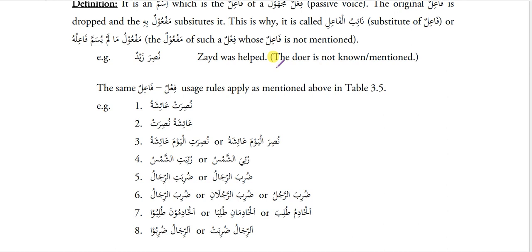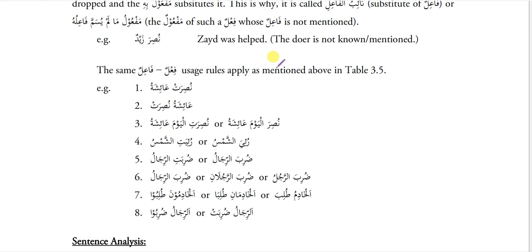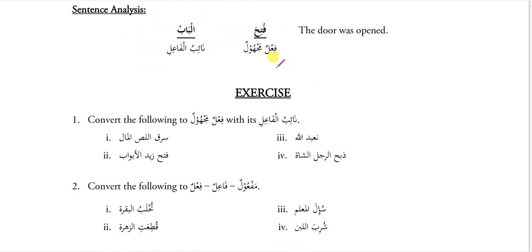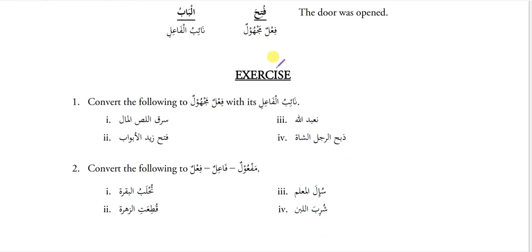is not mentioned. Nusira Zaidun, Zaid was helped. The doer is not known or mentioned. I already explained all these things. The same fa'il rules apply as mentioned above. So the rules of fa'il and na'ib fa'il both are the same. Futiha al-bab, futiha fi'l majhul, al-bab na'ib fa'il.